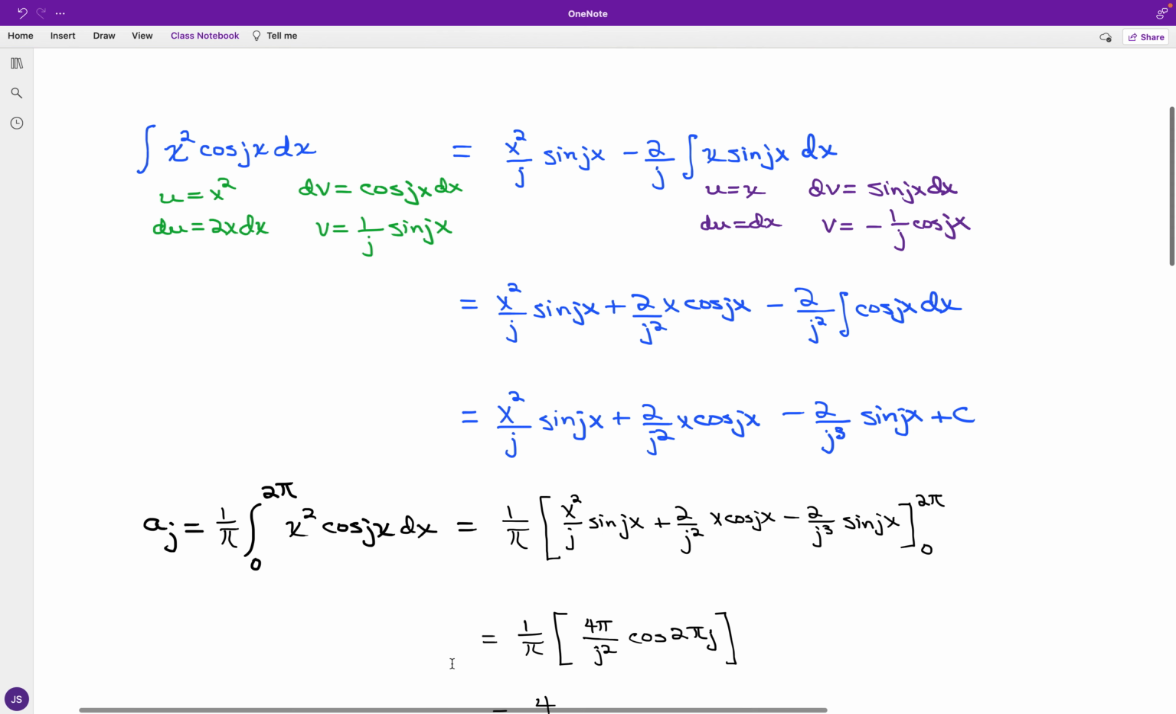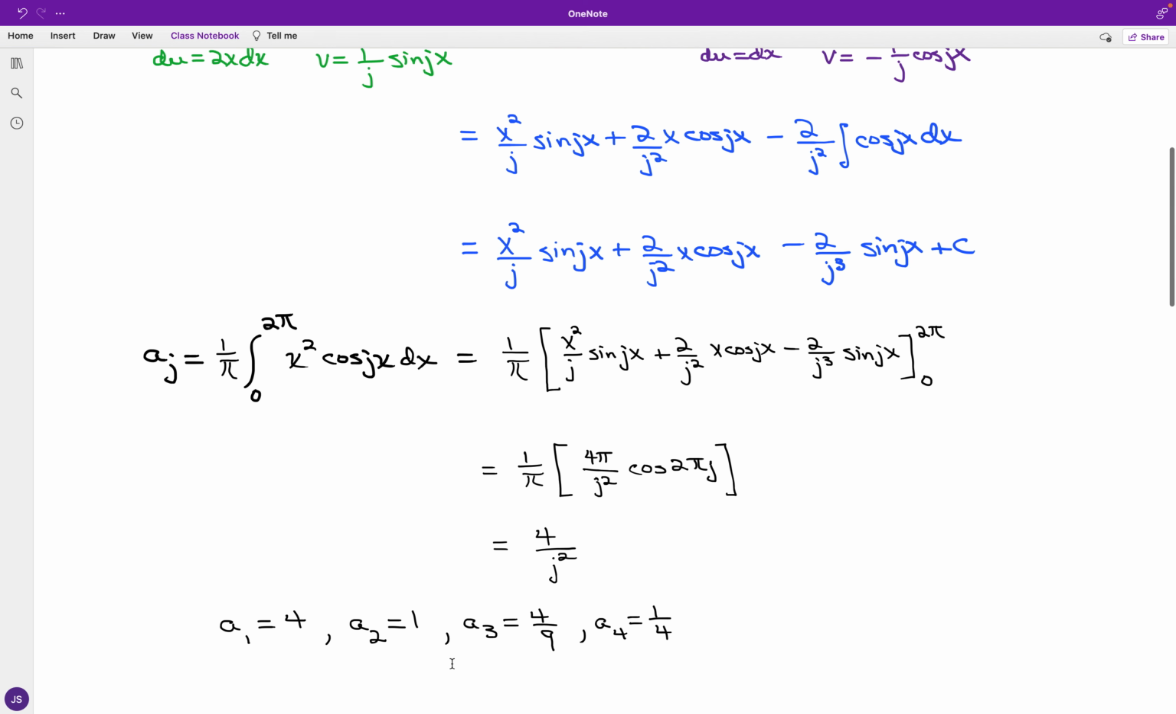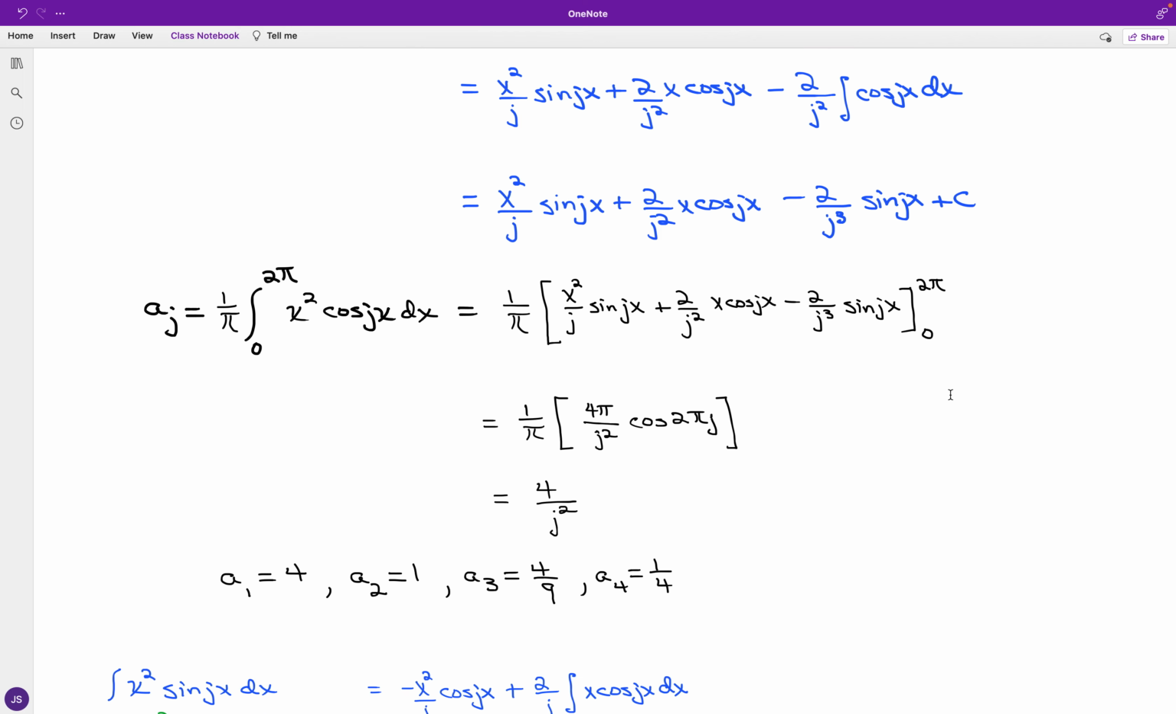And so for a sub j, for any natural number j, we have 1 over pi times the integral as x goes from 0 to 2 pi of x squared times the cosine of jx dx. So we've got 1 over pi, and again this set of antiderivatives with x going from 0 to 2 pi. And again, the sine of 2 pi is going to be negligible, and the cosine of 2 pi is going to be 1.